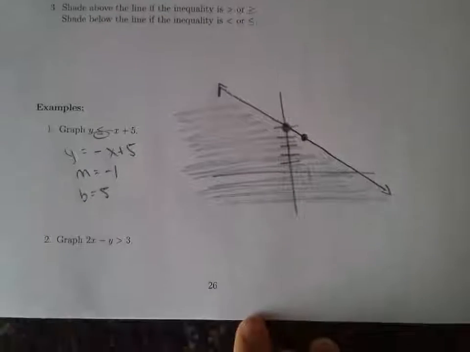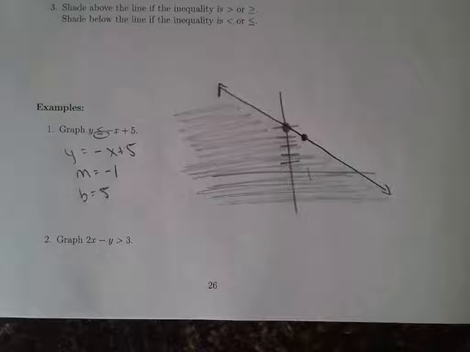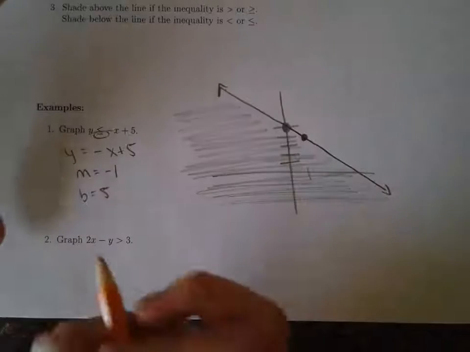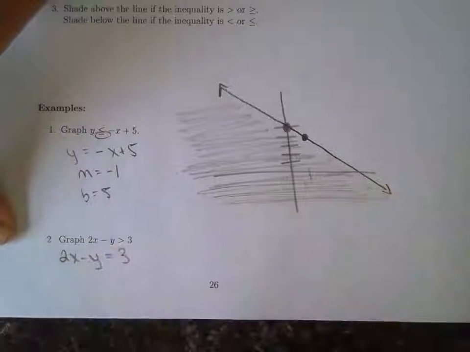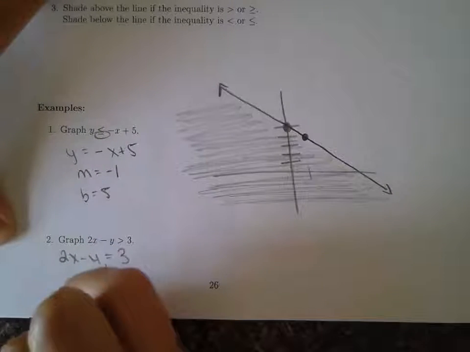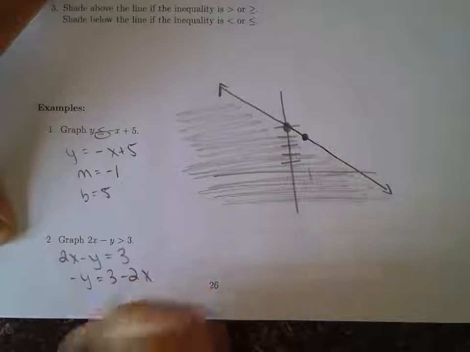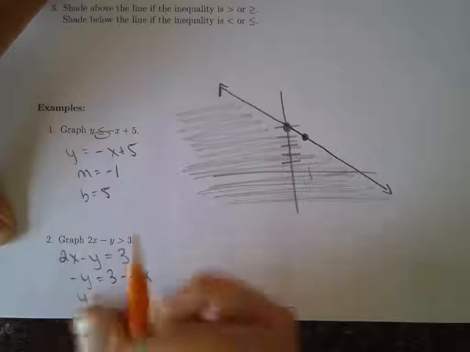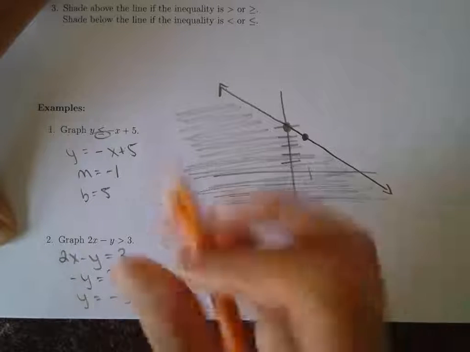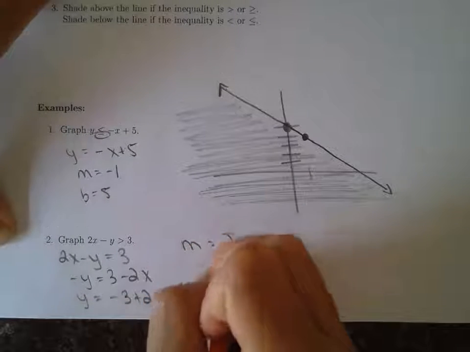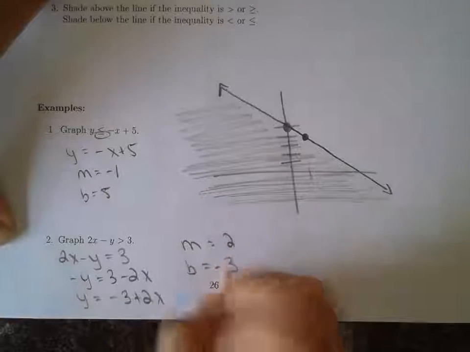Okay, number 2, graph 2x minus y greater than 3. Again, we're going to graph this like this were an equal sign, so 2x minus y equals 3. Solve for y here, so minus y equals 3 minus 2x. Divide by negative 1, y equals minus 3 plus 2x. So your slope is 2, y-intercept negative 3.